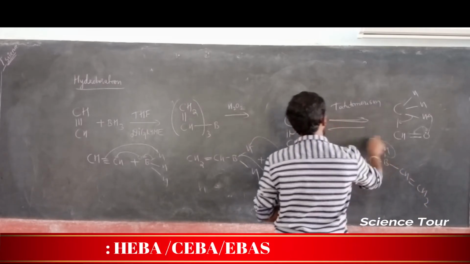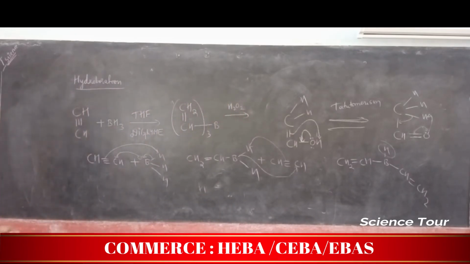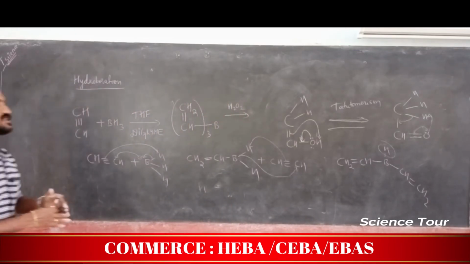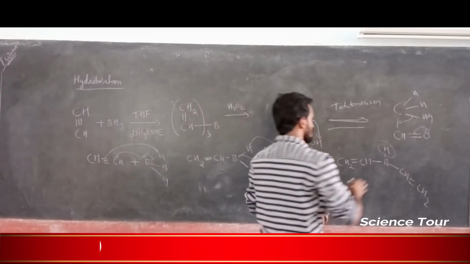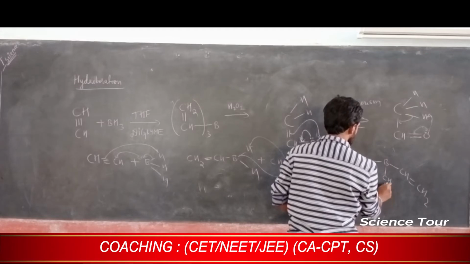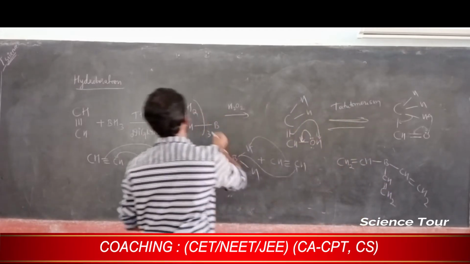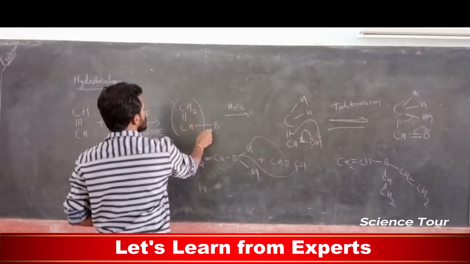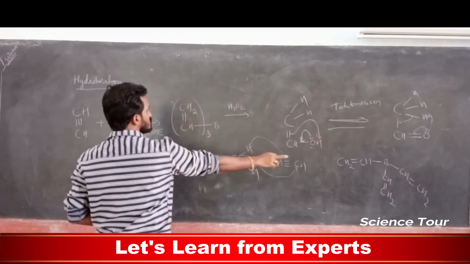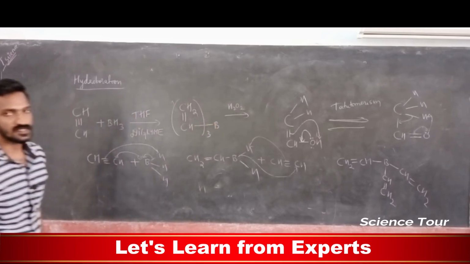Again this hydrogen will be removed by again adding alkene. So all three hydrogens will be removed and we are getting the final product, CH double bond CH2, like this. Understood? All together you write it like this: CH2 double bond CH thrice, meaning 3 attached to boron, like this.